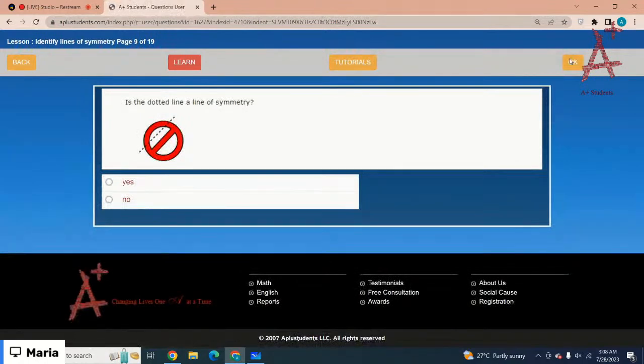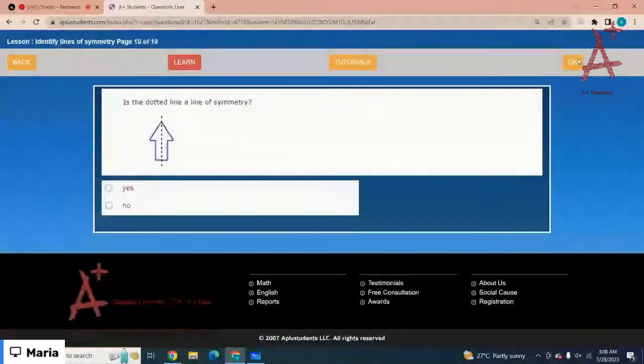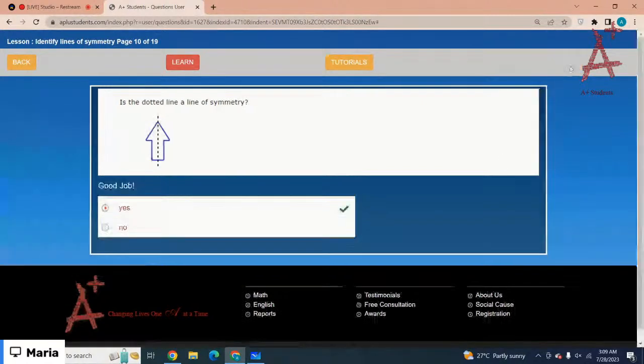Is the dotted line a line of symmetry? The correct option is no, this is not a line of symmetry. The correct option is yes. Is the dotted line a line of symmetry? Yes, it is. You can complete the rest of the questions by yourself later today. Let's start with the next lesson.